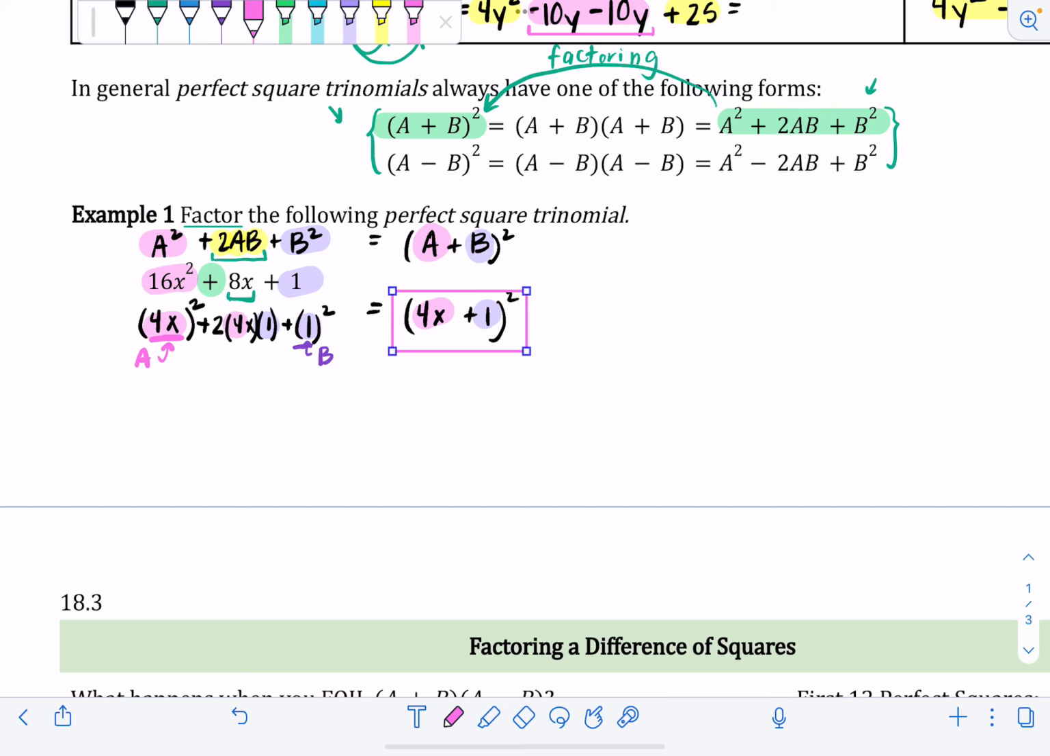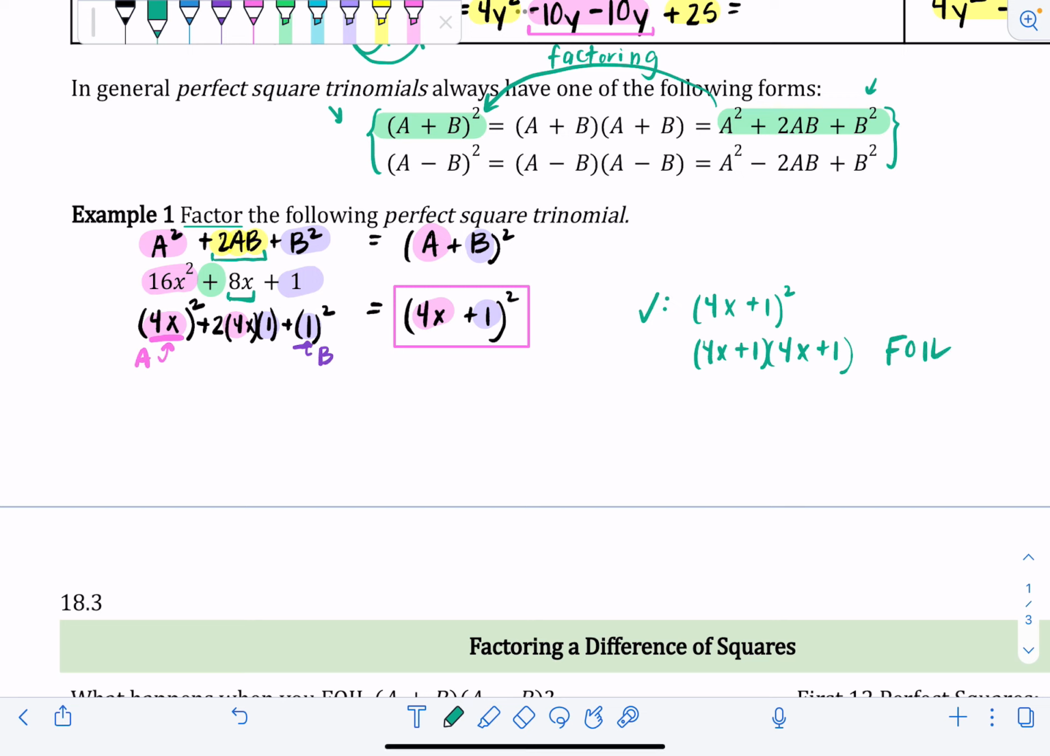Okay, so just for time's sake on the video, we have one more section, but one thing I want to point out is if you wanted to check this problem, our answer was (4x plus 1) squared. That means 4x plus 1 times 4x plus 1. In order to check, you would FOIL. And when you FOIL, you should get back to your original problem. You should get back to 16x squared plus 8x plus 1, which if you FOILed this, you would. So it just tells you that you did it correctly. Okay, so definitely worth taking the time to FOIL it back, make sure you did it right, especially on checkpoints and exams.